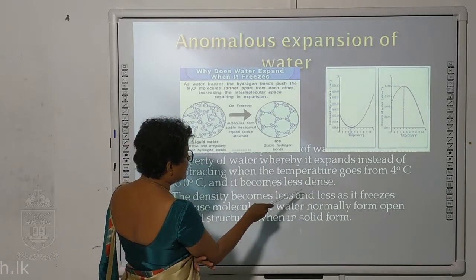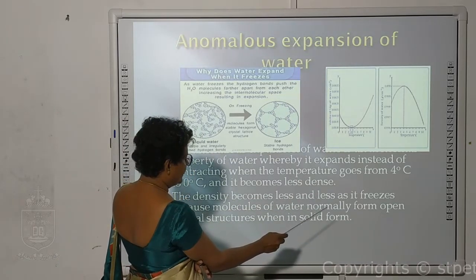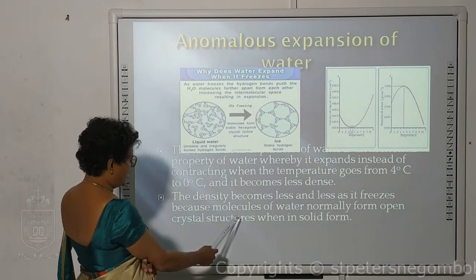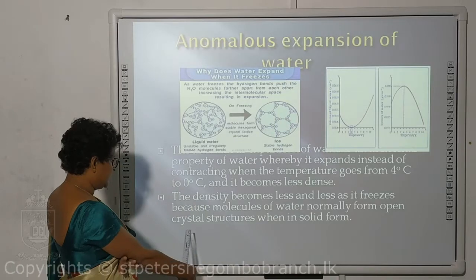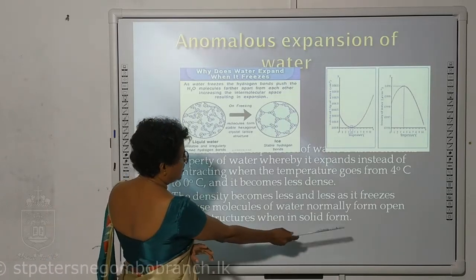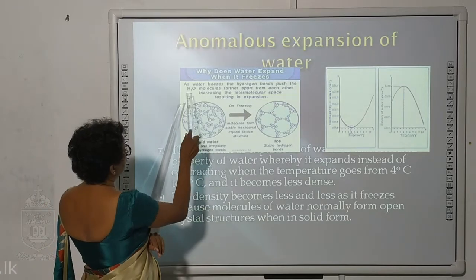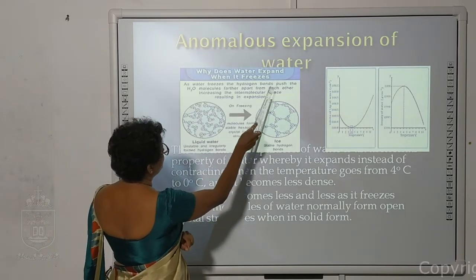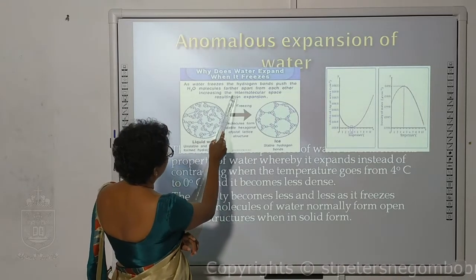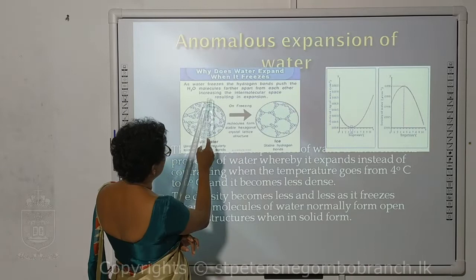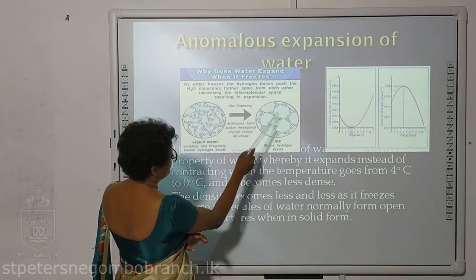This property of water, whereby it expands instead of contracting when the temperature goes from 4 degrees Celsius to 0 degrees, and it becomes less dense, then density becomes less and less as it freezes, because molecules of water normally form open crystal structures when in solid form. That is also abnormal. You see here, as water freezes, the hydrogen bonds push the H2O molecules further apart from each other, increasing the intermolecular space, resulting in expansion.